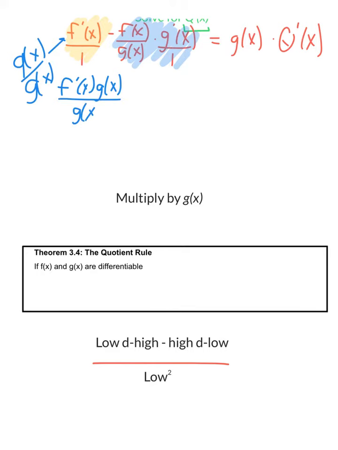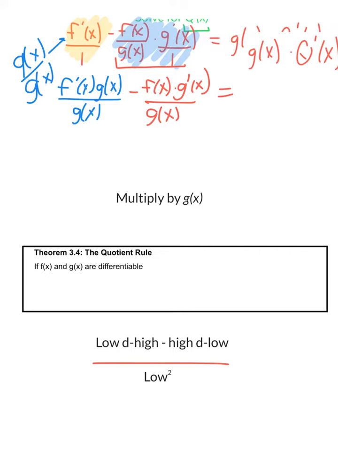Now this other fraction is way easier because it already has the denominator. I'm going to multiply these two fractions together. So we have a minus and then f of x times g prime of x, and then g of x times 1 is obviously just g of x. And we still have the same right side of our equation.